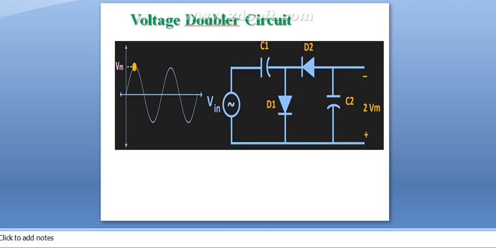See here, it is the voltage doubler circuit. Here we are using two capacitors and two diodes, C1, C2 and D1, D2. Here the input voltage is Vm, the output will be 2Vm. The voltage becomes twice, voltage doubler circuit.